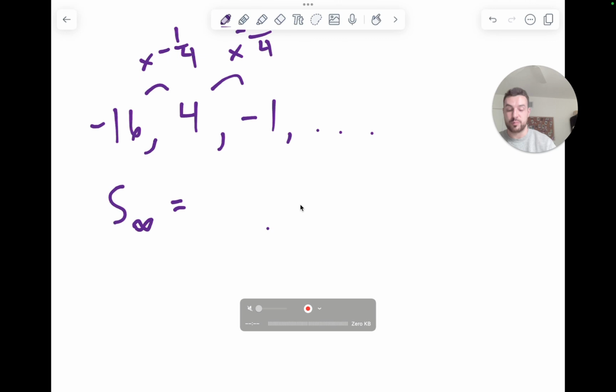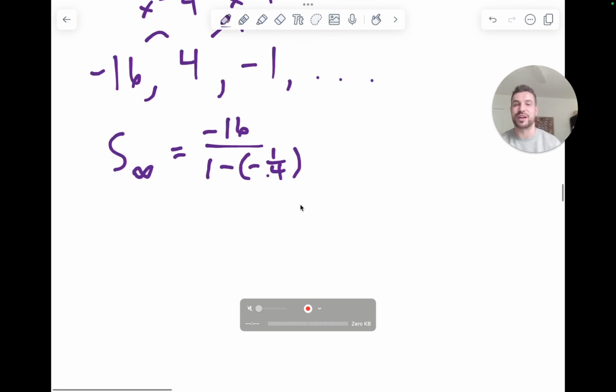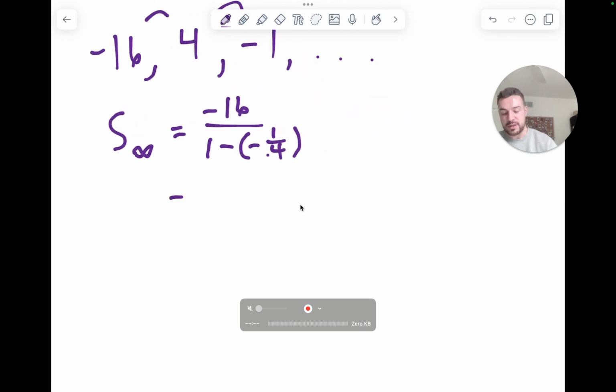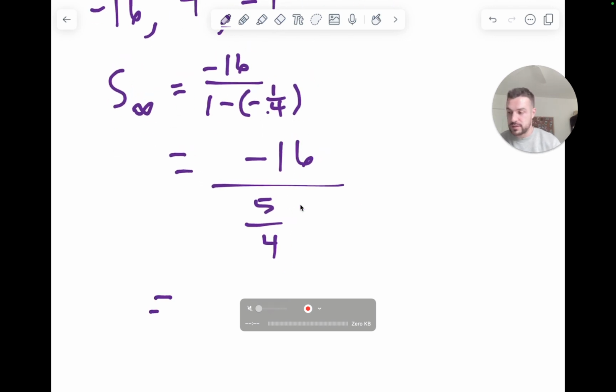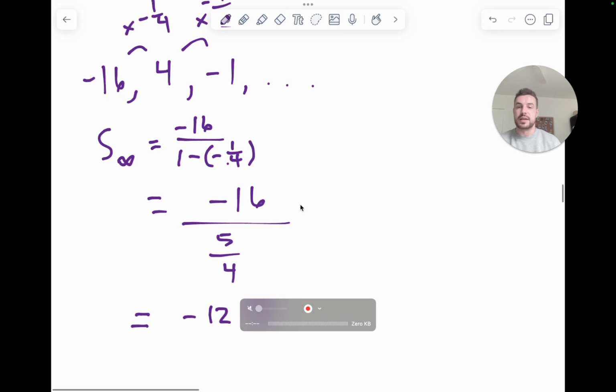Again, that formula is A sub 1, which in our case is -16, divided by 1 minus our ratio, which is -1/4. And again, I do apologize, once again writing with my finger here. So we can evaluate this to become -16 divided by 5/4, which we could just do on a calculator real quick. -16 divided by 5/4 is going to give us -12.8.